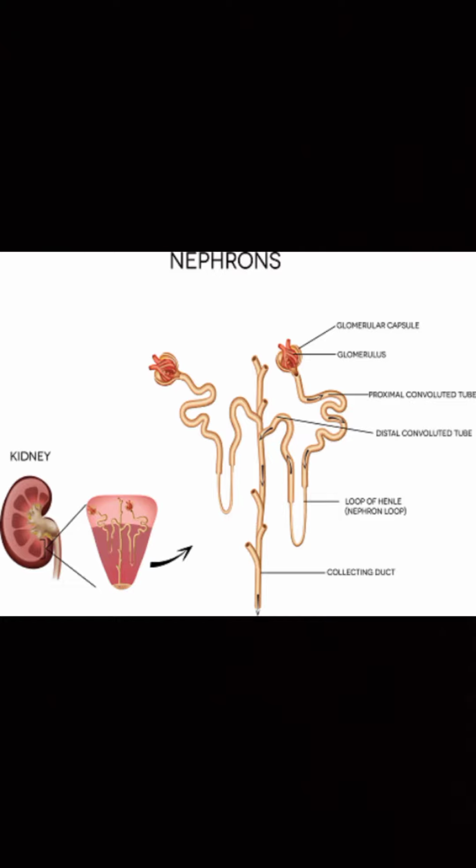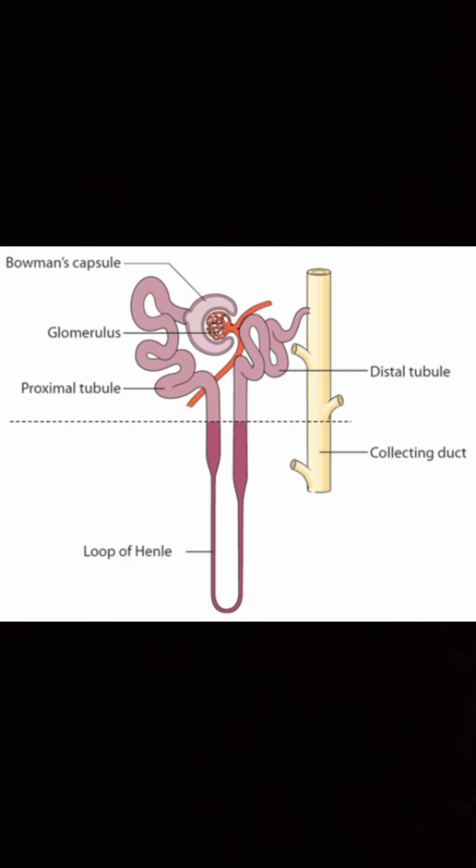Nephron. Nephron is a structural and functional unit of kidney. Each kidney has nearly 1 million complex tubular structures called nephrons, which are the functional units. Each nephron has two parts, the glomerulus and the renal tubule.